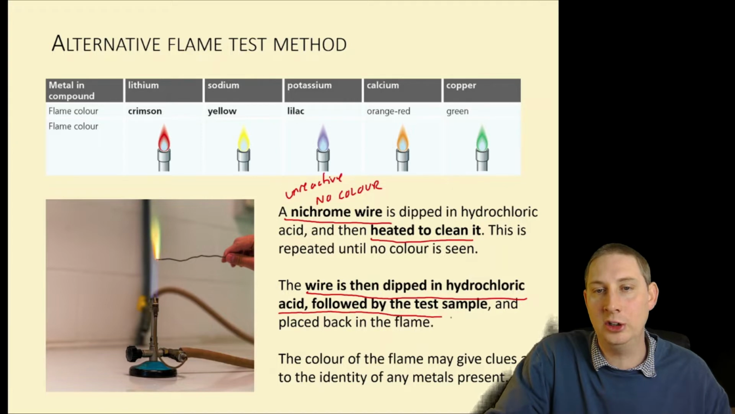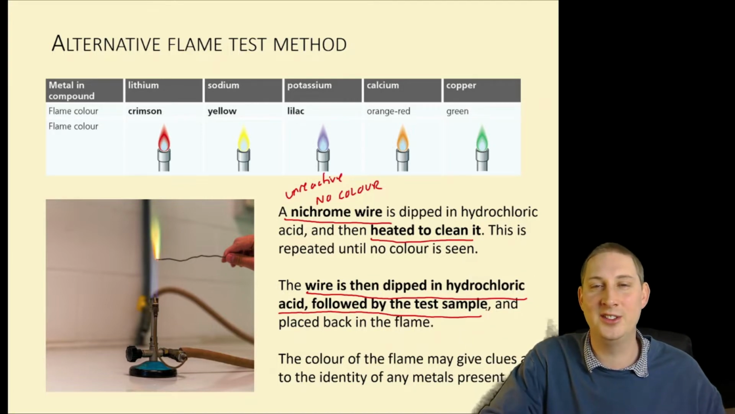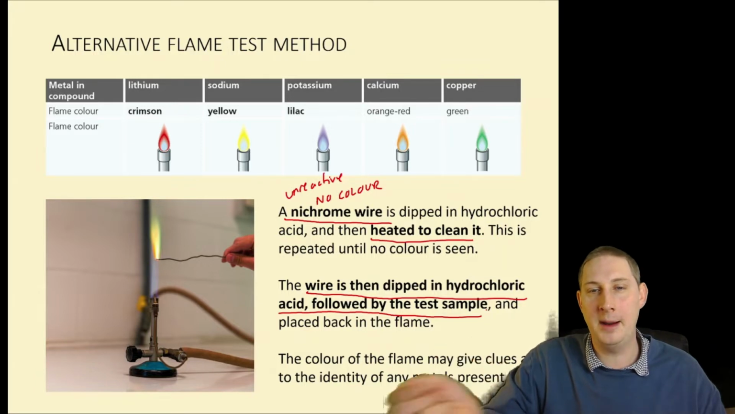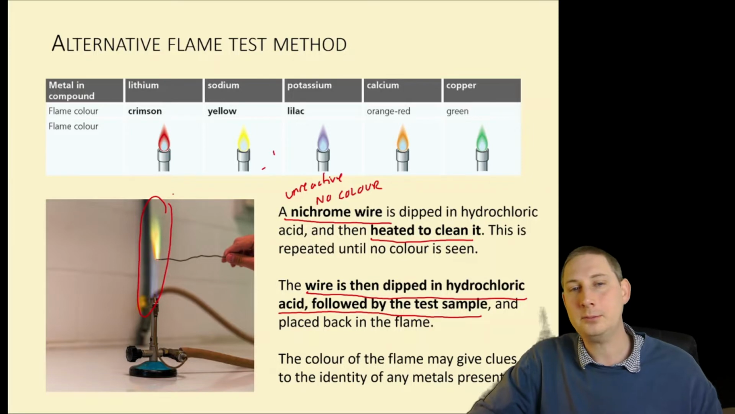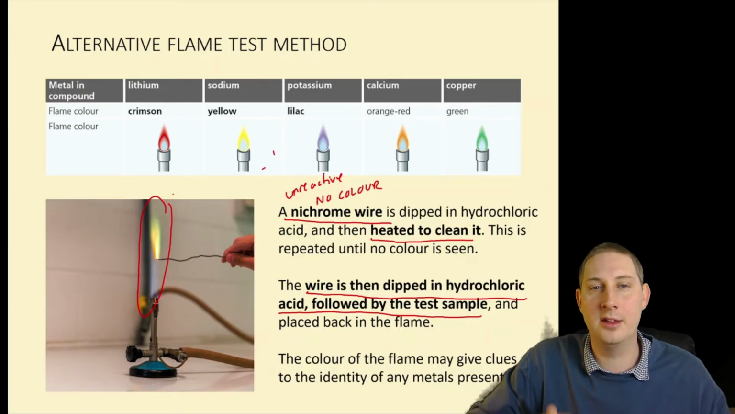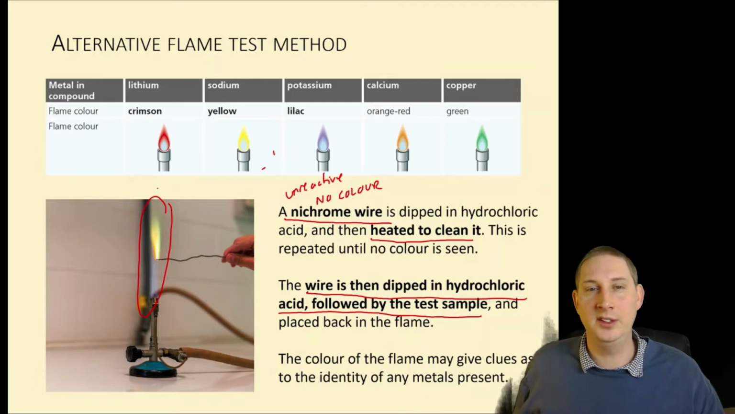And this can be a solid, and this is the advantage of this. This is the second advantage of this. You can dip your wire straight into the solid test sample and put that back in the flame, and then you usually get a much cleaner flame than you do from the method with the wooden splint. So don't be thrown if people talk about sticking a nichrome wire into a flame. It's just like the splint method, only it's slightly more sophisticated.